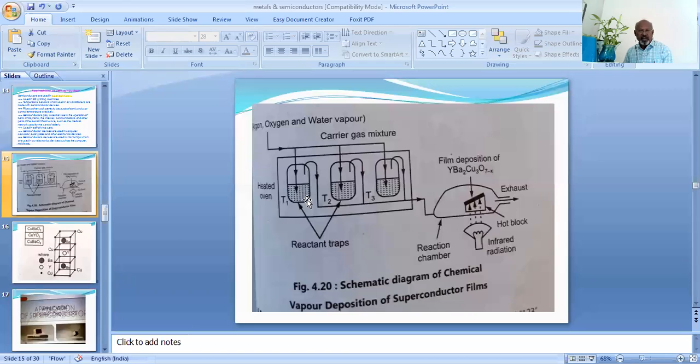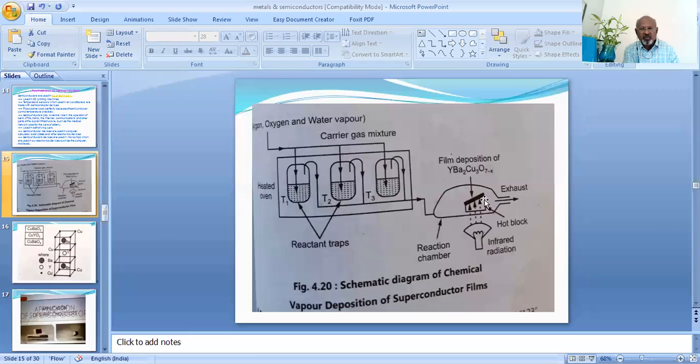Here I have shown the three reactors which contain the volatile complexes of copper, yttrium and barium. In all these three reactors, the reactants are then swept into the reaction chamber. See, this is a reaction chamber where a wedge-shaped block is kept. The copper, yttrium and barium are swept by a carrier gas which contains an inert gas such as argon, oxygen and water vapor. These three volatile complexes of copper, yttrium and barium are swept onto this wedge-shaped block.